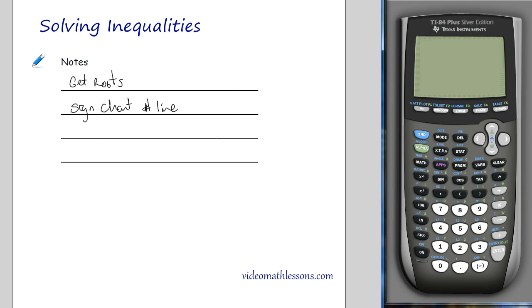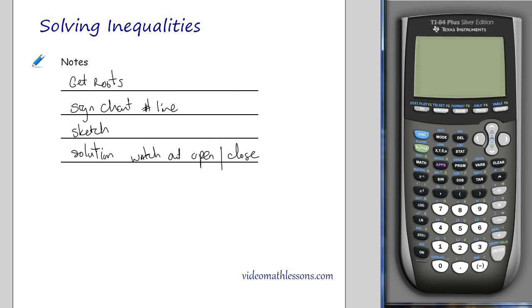And that's going to tell us where the curve's positive and negative, above the x-axis, below the x-axis. We're going to sketch our curve, and then we're going to write our solution. Now, when we're writing our solution, we have to be careful of open and closed. So watch out for open and closed. And that's just got to be something to be careful of. And that's pretty much our notes.